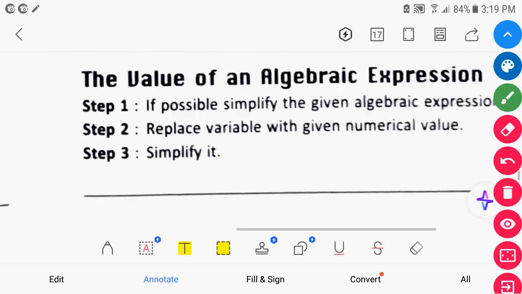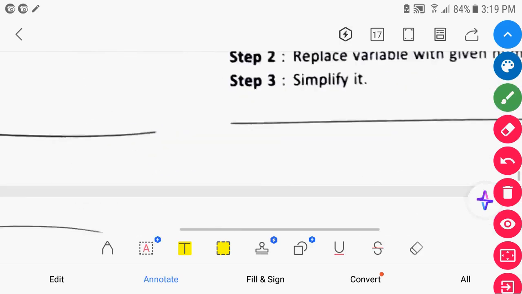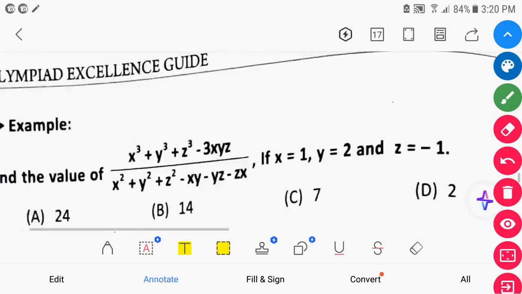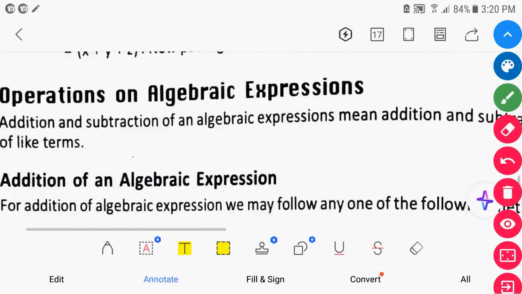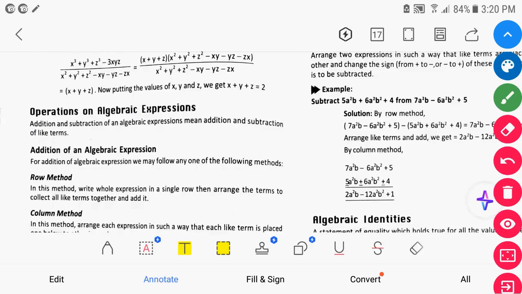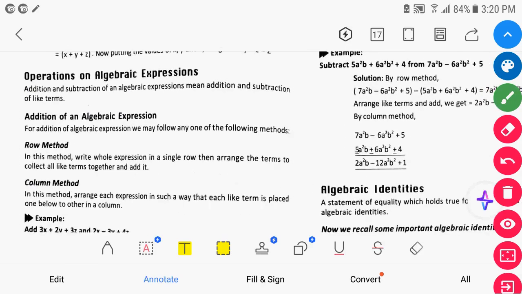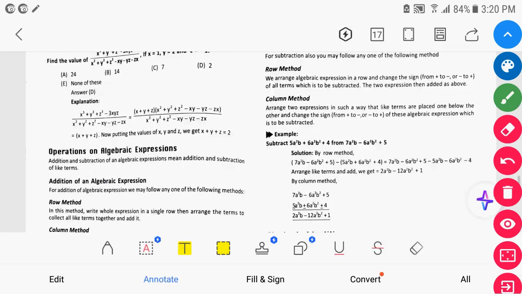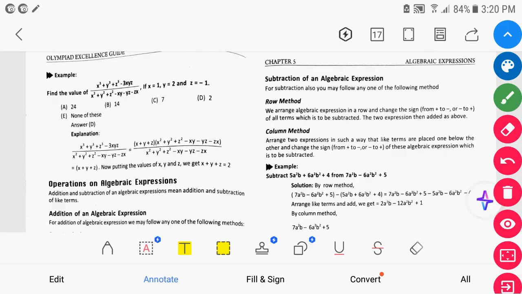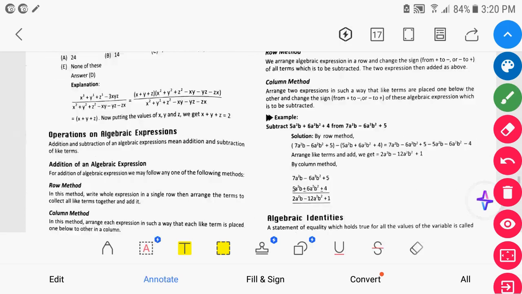Now we have to find the value of an algebraic expression. To find the value, they give us the value of the variable in that polynomial, and we just have to simplify it. When we solve the examples, we will go through it.